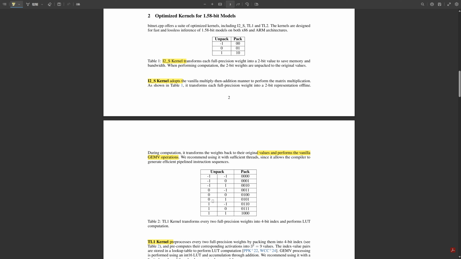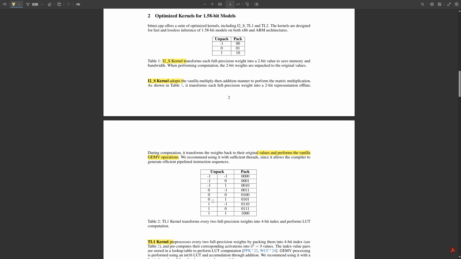Okay, now let's move to the TL1 kernel. This one sounds like maybe a more radical optimization. It is, yeah. The TL1 kernel's core innovation speeds up the matrix multiplication itself using a pre-computed lookup table, or LUT, based on pairs of weights. So instead of directly calculating the multiplication for every pair of weights, TL1 packs these two weights into a single 4-bit index. 4 bits for 2 weights.